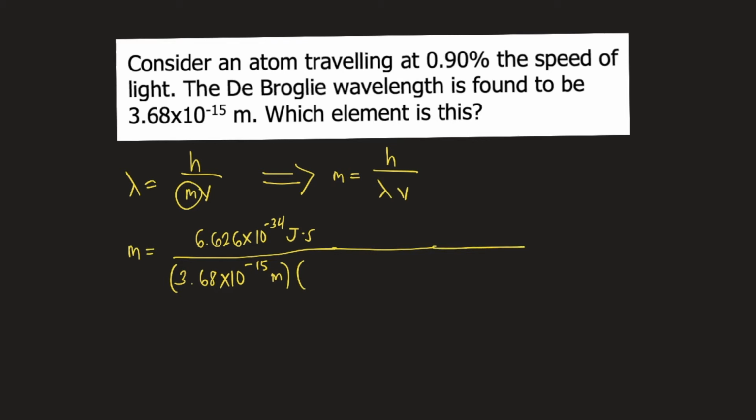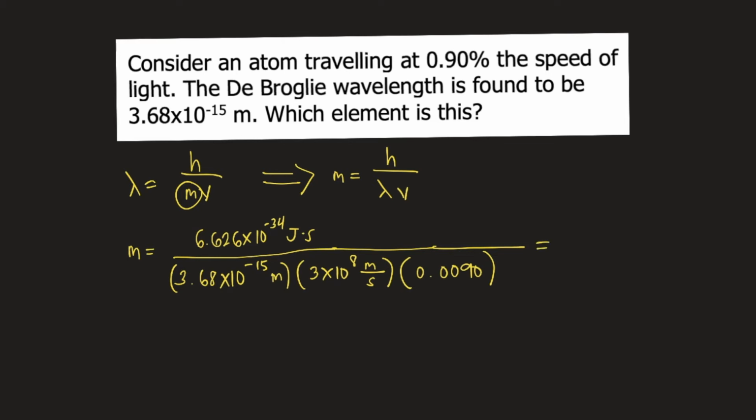So what is the speed of light? 3 times 10 raised to 8 meters per second. And the particle is traveling only 0.90% of the speed of light. So we need to multiply 0.90%. So in decimal, 0.90% is 0.0090.